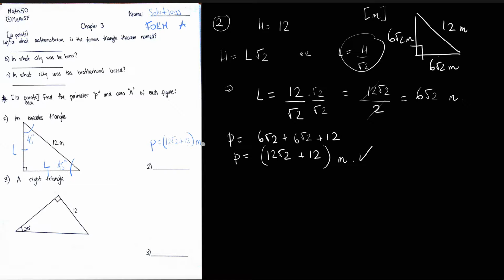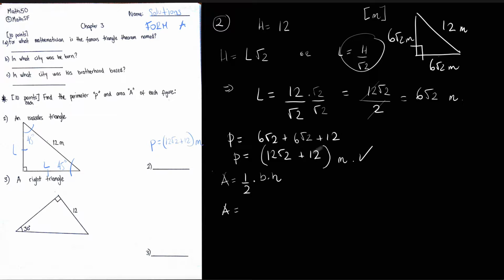But the problem is not done there, because you want to find the area as well. So let's find the area. And to find the area of any right triangle, we must use the product of the legs. So I'm going to write A equals 1/2 base times height, right? Or it could be the product of the legs.